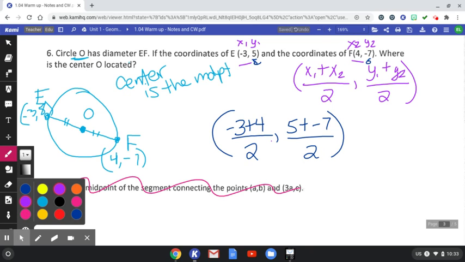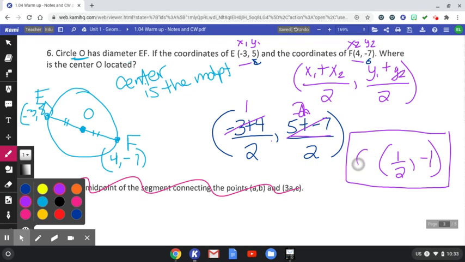So I'm just going to add these in my head. Negative 3 plus 4 is 1. 1 divided by 2, our x value can be a half. You go half a box over on your coordinate grid. 5 plus negative 7 is negative 2. Divided by 2 is negative 1. So the ordered pair for center O in this circle, again, is (1/2, -1). So we had 2 points on the circle, and we had to find the ordered pair for the center, which happened to be the midpoint across that diameter.